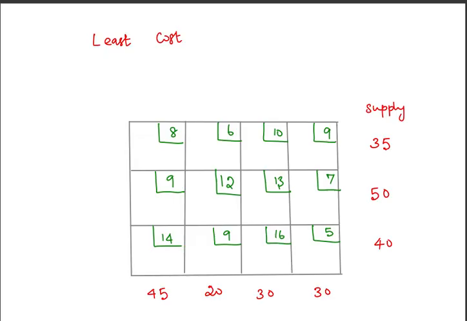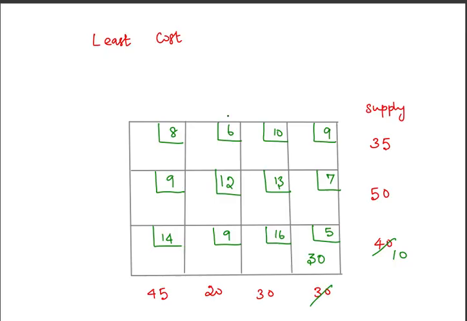So first I want to give the maximum at the minimum cost. Where is the minimum cost? Minimum cost is 5. So I want to give the maximum allotted. So I can give 30 here. City 4 requires 30 units, so it's already over. So the supply from the plant is simply 10.